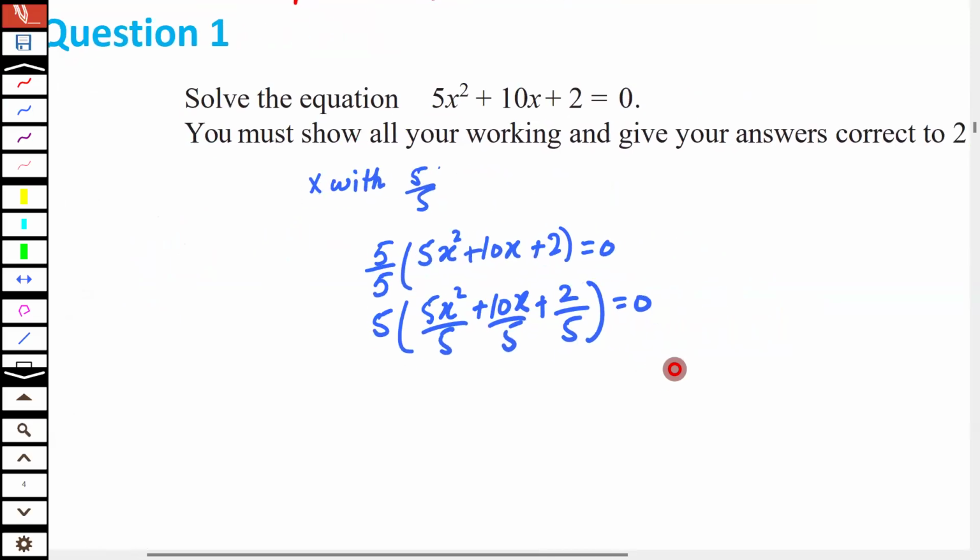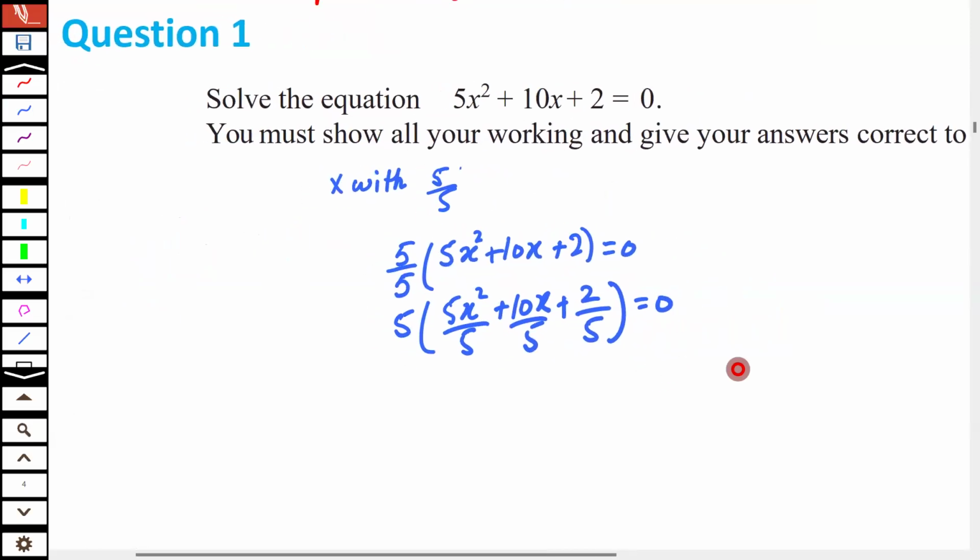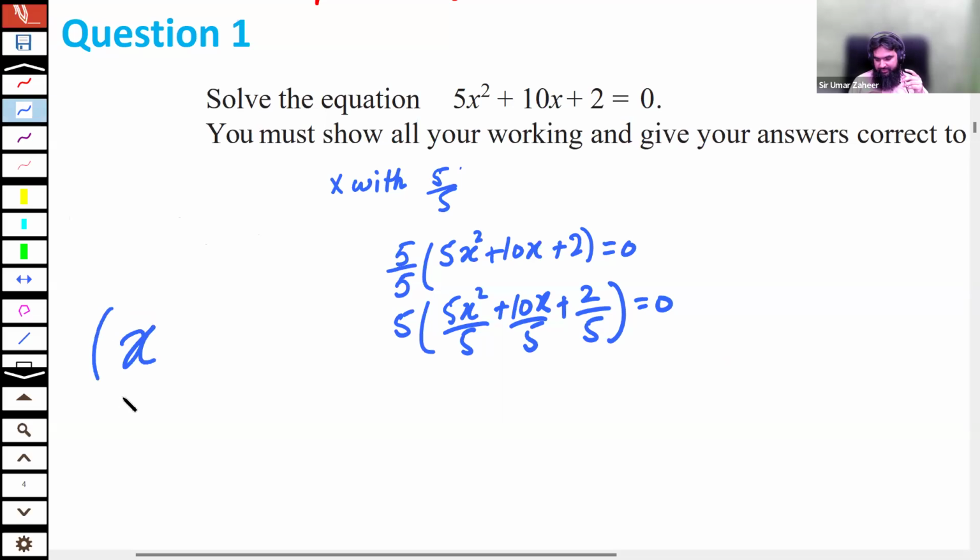Why do we need to make x squared single? Why are we taking 5 out? Because we are doing completing the square. For completing the square, the coefficient of x squared must be 1. The reason is that we need to write it into the square form. For example, if there is 5 with it, 5 is not a square number. If it is 7, 7 is not a square number. If it is 8, it is not a square number. So it's better to remove the coefficient.